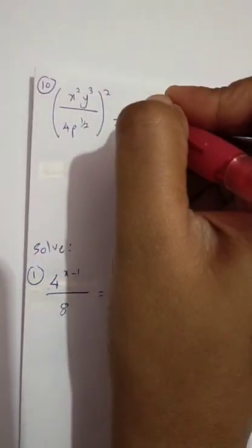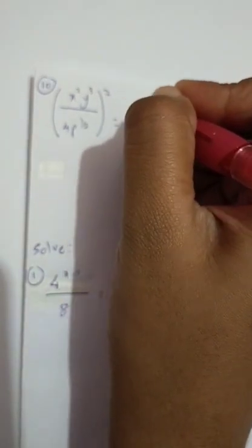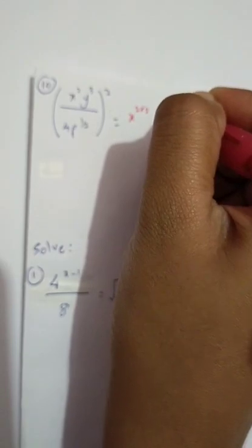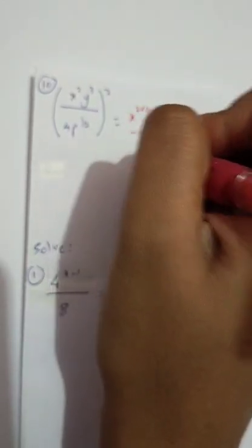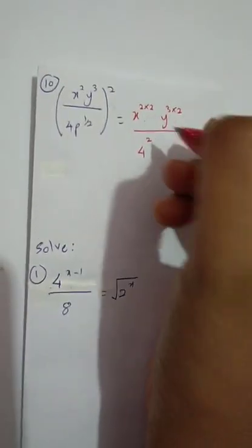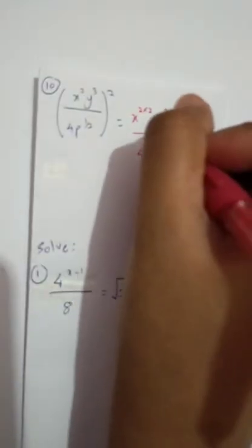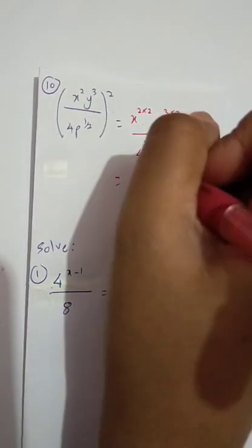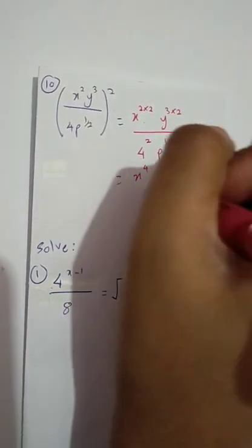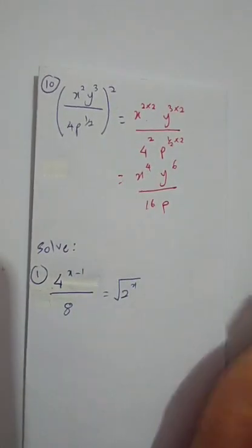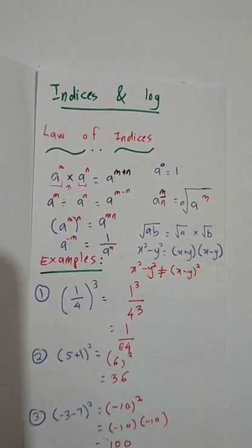So we will have x power of 2 times 2, y power of 3 times 2. 4, since it is power of 1, so it will be power of 2. And then p power of 1 over 2 times 2. So you can solve this one. x power of 4, y power of 6, 16, p. Okay, just like that.